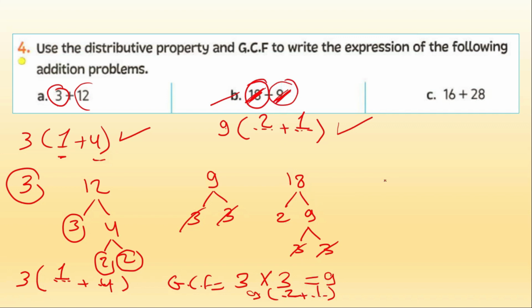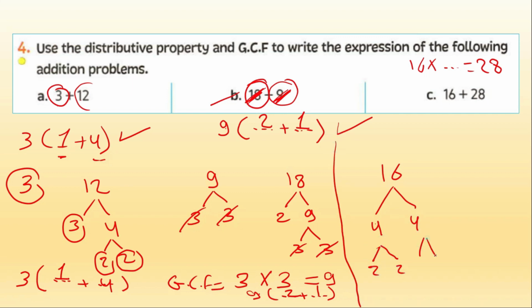Okay, the next question: 16 plus 28. First ask yourself: is 16 a factor of 28? Is there 16 times any number that gets 28? No. So you have to factorize the two numbers. 16 equals 2 times 8 or 4 times 4. Take 4 times 4. 4 equals 2 times 2, and 2 times 2. 28 equals 7 times 4. 7 is a prime, so 4 is 2 times 2.